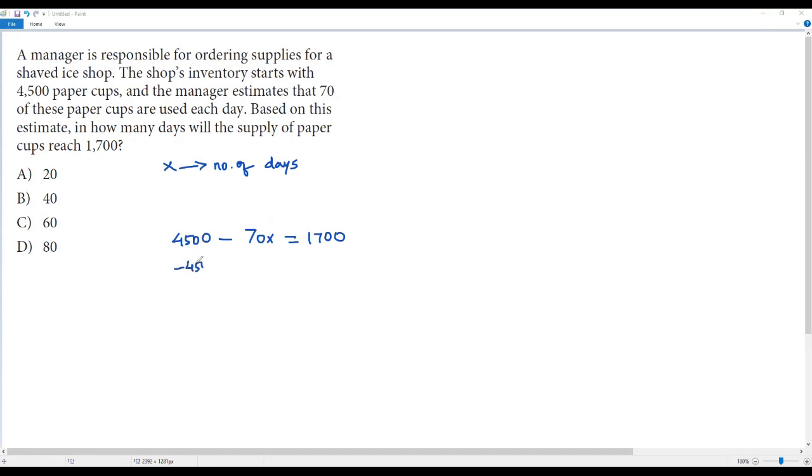Okay, let me subtract 4,500 from both sides of this equation. Then the positive value and negative value will cancel out. I am getting negative 70x equals, on the right side, negative 2,800.